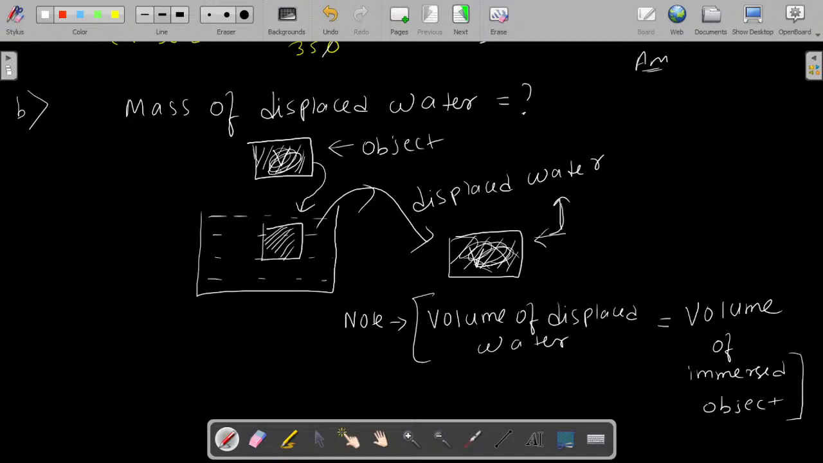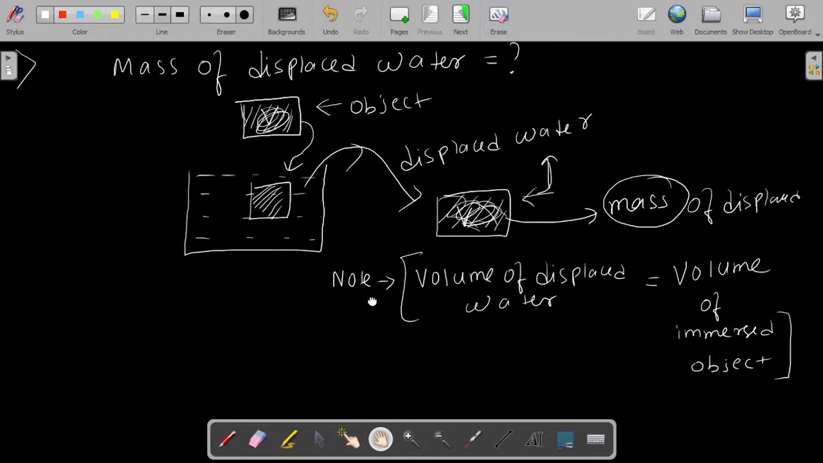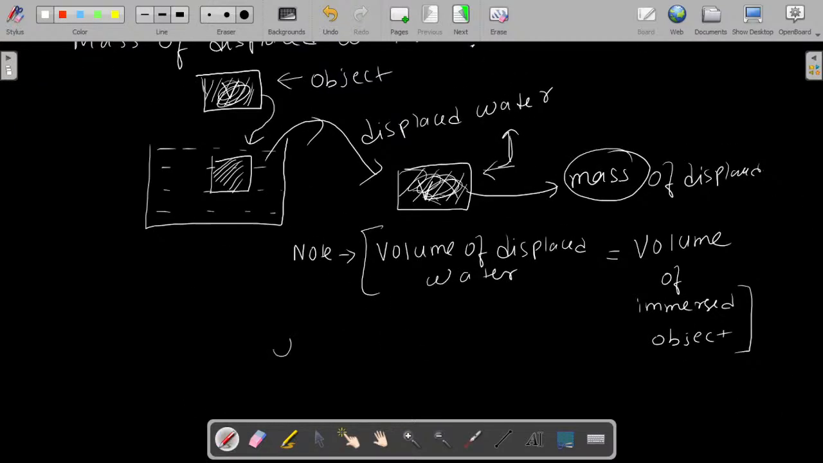Now you try. We have to find the mass. What do we have to find? This mass. Think and try. How to find the mass? You draw the diagram and think. The question is to find the mass of water displaced. You have to find the mass of displaced water. Put the formula. You have to use the formula of density.